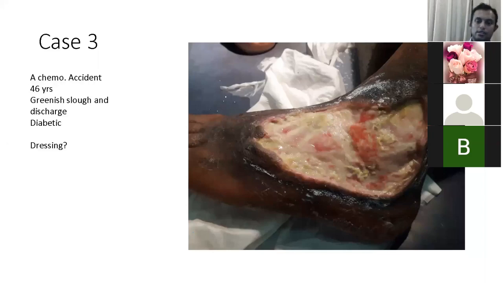The chemotherapy was given, and they couldn't find a proper vein, so they did the most drastic thing. They gave it into the foot, so it went out. So this is the outcome, and you see, the patient is diabetic as well. How do you manage this one? Now there is still greenish slough and a lot of discharge, a lot of oozing, and a diabetic. So what kind of dressing?